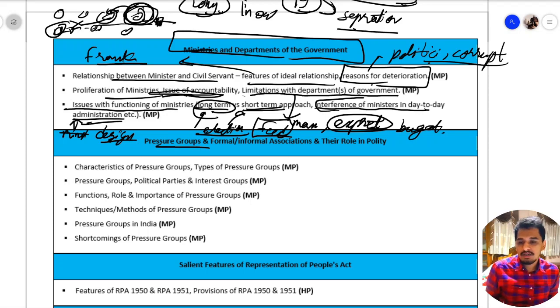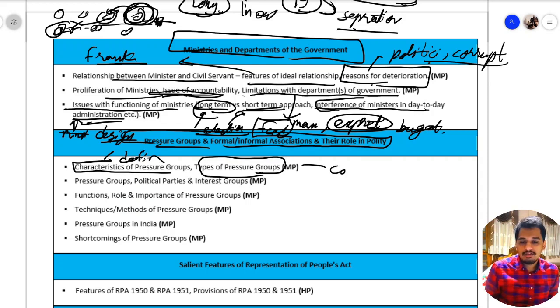Then we have pressure groups, formal informal associations, and their role in polity. So what are the characteristics of pressure groups? What is their definition? What are the types of pressure groups? We have caste based, we have religion based, then we have interest based. These are the types of pressure groups.